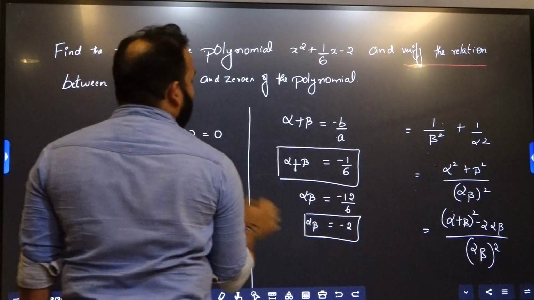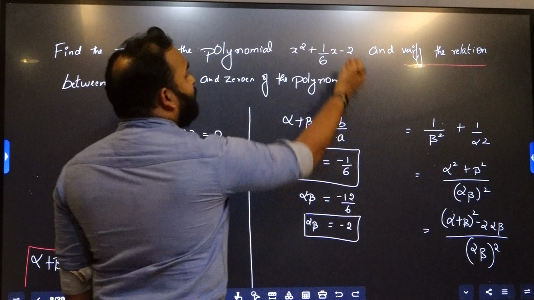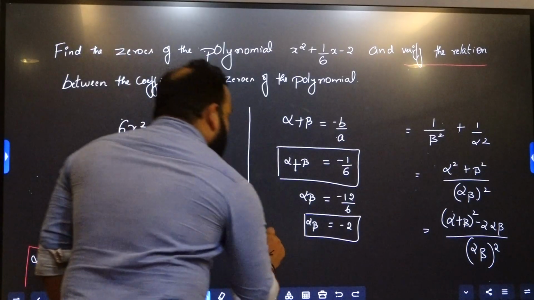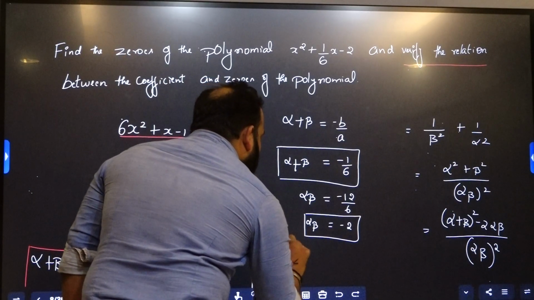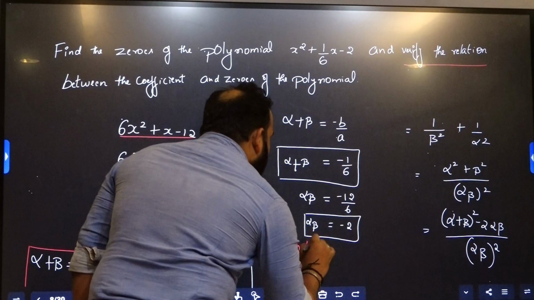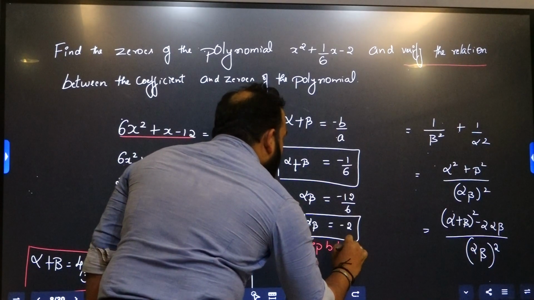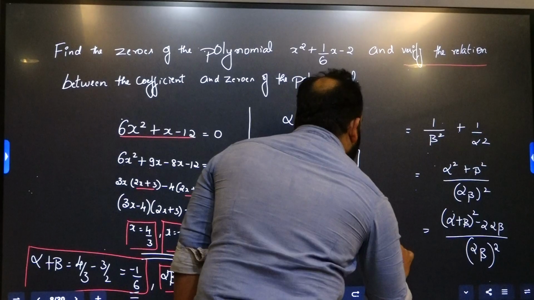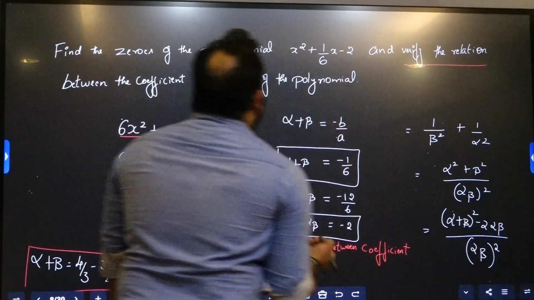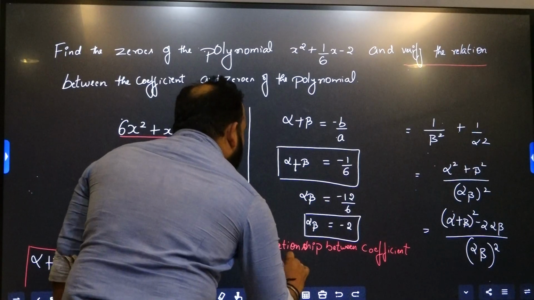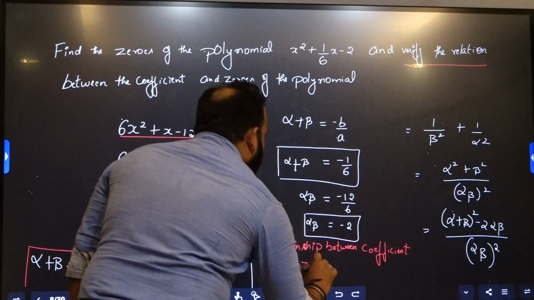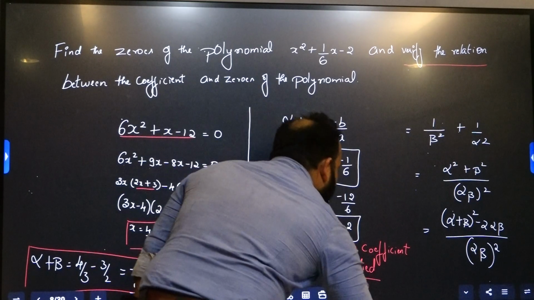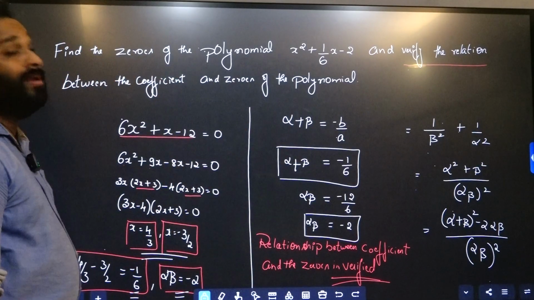If you consider this equation directly, you can write minus 12 by 6 is minus 2. If you consider this equation, it's directly minus 2. Yes, and if you notice here, you can write relationship between coefficient and the zeros is verified. Yes, is verified. So we have verified the relation between coefficients of the polynomial and the zeros of the polynomial.